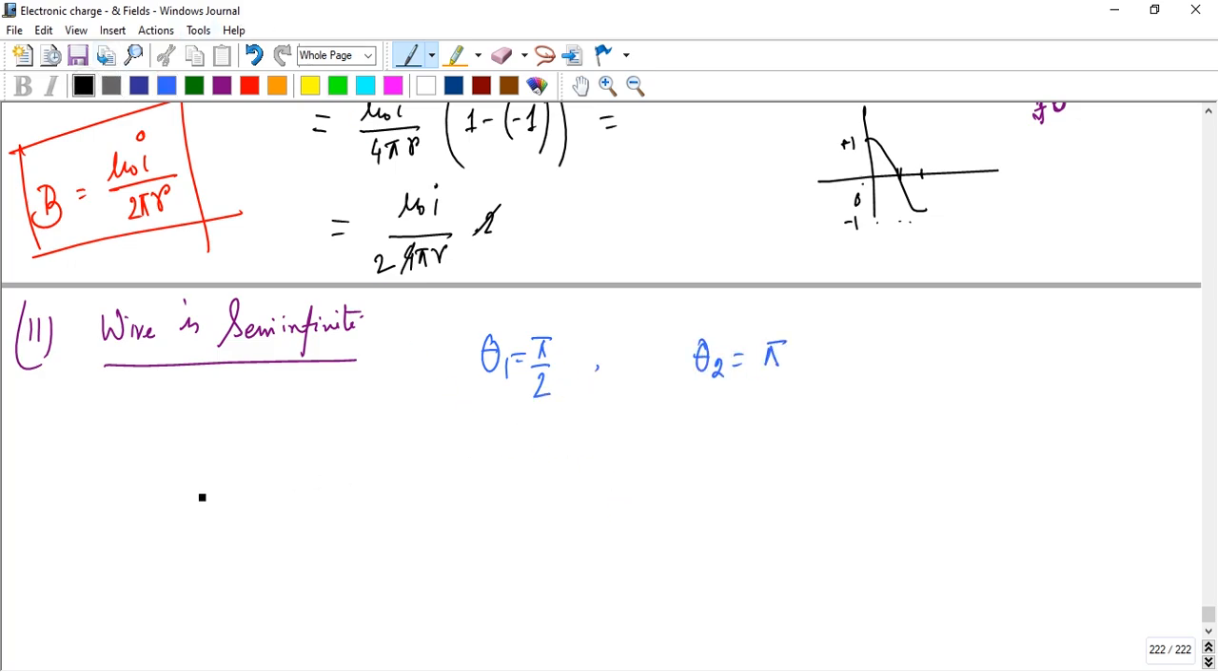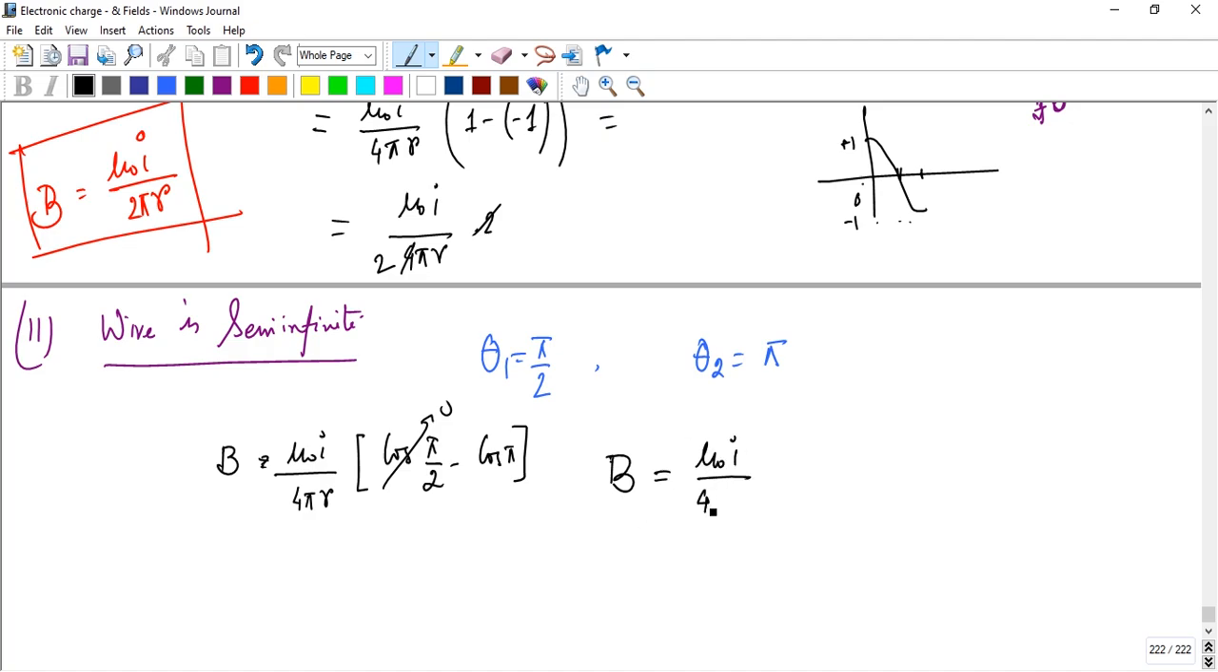Now put that value here. So B equals mu 0 I by, sorry, not 2, here it is 4 pi r, times cos pi by 2 minus cos pi. Cos pi by 2 is 0, and minus of minus 1 is plus, so 1. So finally we get the magnetic field at any point, mu 0 I by 4 pi r. That's the final expression.